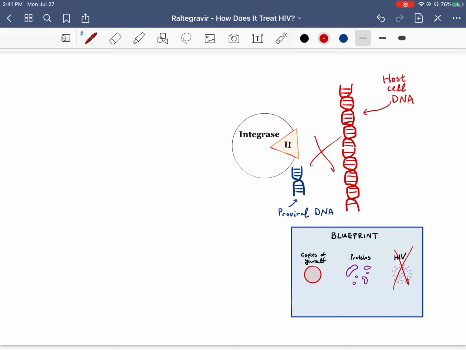Thus, raltegravir helps limit the number of cells that are getting the instructions for the rapid creation of HIV by blocking the insertion of the proviral DNA into our host cell DNA. This helps control the viral load in our body and helps prevent the rapid spread of HIV.